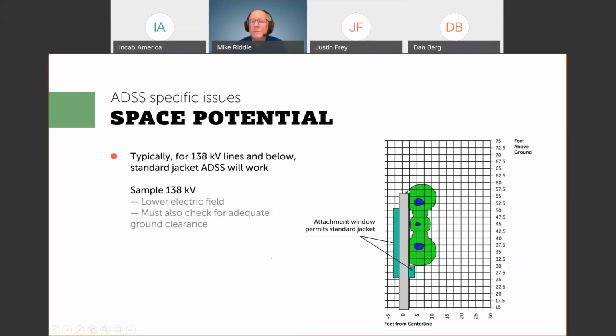So it could be a little bit risky, but then maybe you could put a bayonet on here and get a little bit of separation just to make sure you don't have a problem. So you get different options, but you have to try hard at 138 kV to not be able to use a standard jacket.